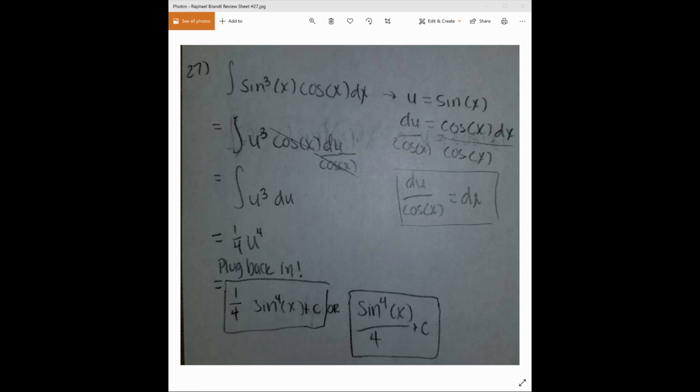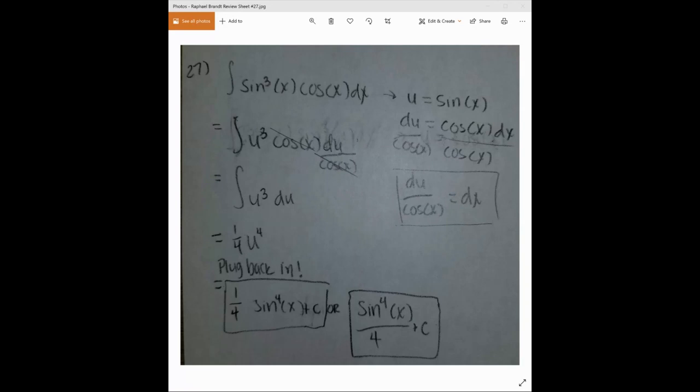So then we substitute back in. We take the integral of u cubed cosine x du over cosine x, which we could cancel out the cosine x terms, and then we take the integral of u cubed du. We use the power rule, right? We add 1 and then divide by the exponent, so we get 1/4 u to the 4th, and then we plug back in. Since we don't have any upper bound or lower bound, we just add c, an unknown constant, so we get 1/4 sine to the 4th x plus c, or you could write it the other way, sine to the 4th power x over 4 plus c.